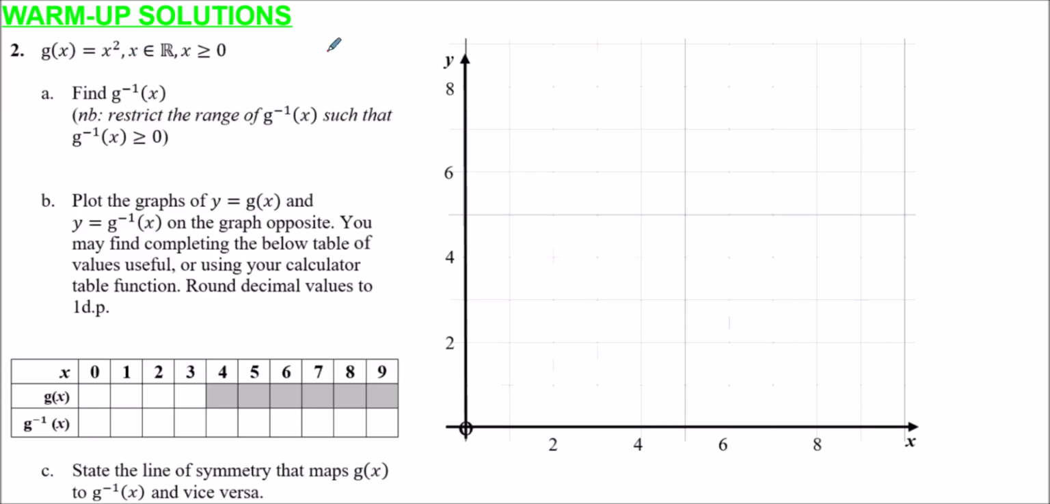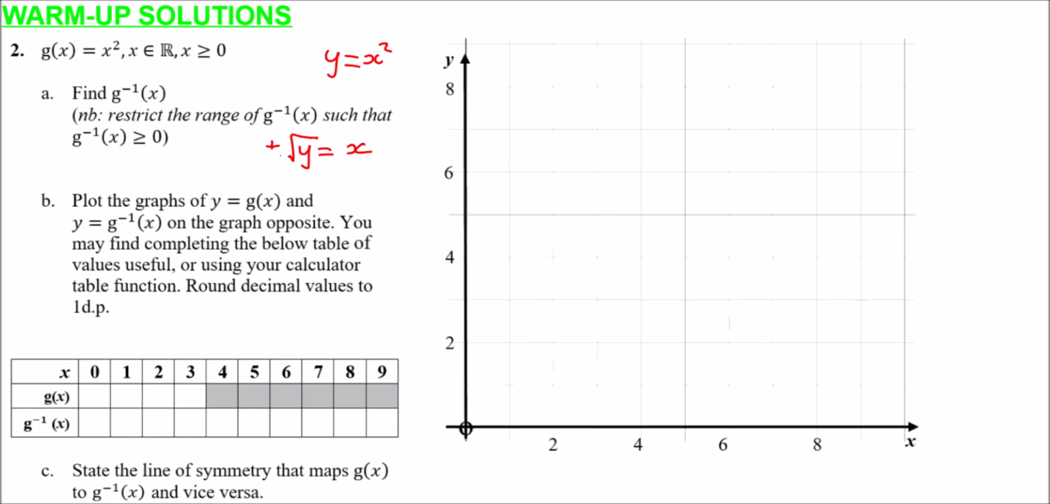So if I just say y is x squared, then square root both sides, I can say that therefore the square root of y, plus or minus, equals x. However, looking at this, we want to restrict the range so that the inverse is at least 0. So what we're going to do here is eliminate the option that we can have it as a negative value.